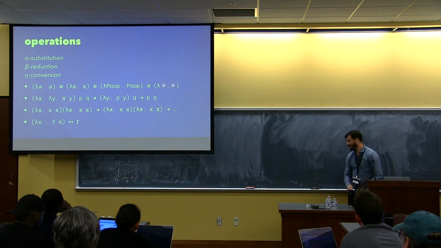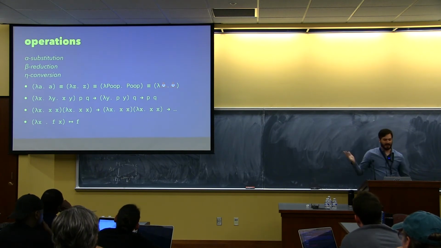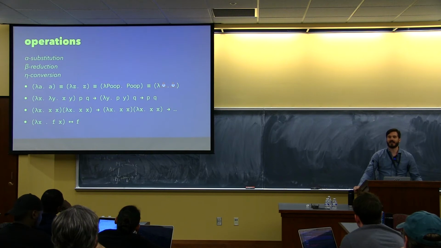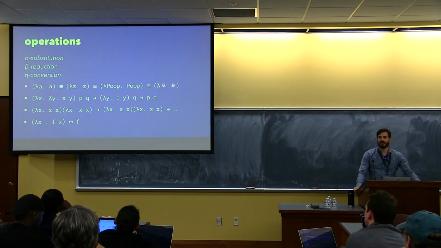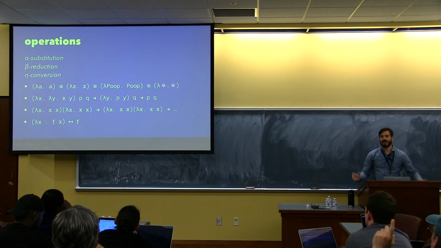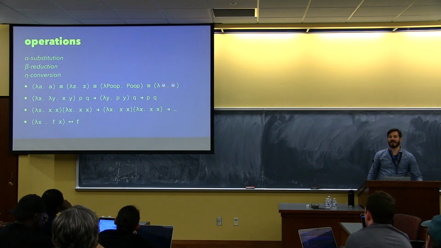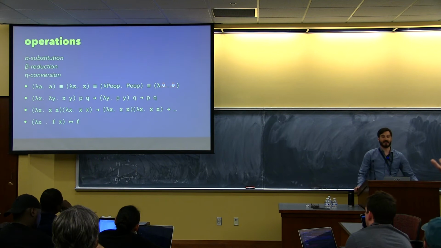I can't really make it simpler than it is. Lambda x dot f of x is just the same thing as f, right? The x is superfluous. It's the same thing as a function f, right? So if you have a function f applied to an x, you can put that into a lambda abstraction. That is the same thing as f itself.